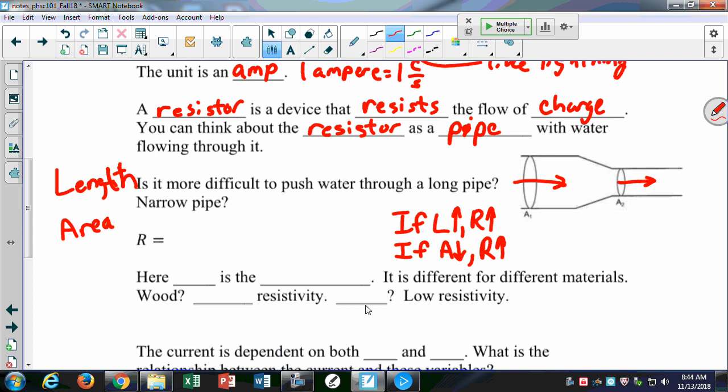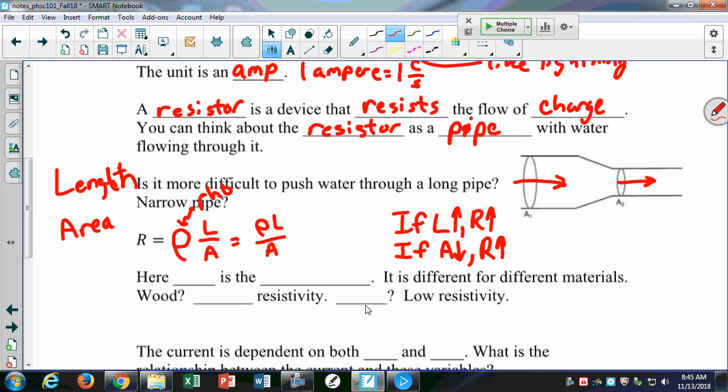So our formula is going to look like this. First we'll have a constant. I'm going to go and write it. It's rho. I'll describe to you what that is. That's the Greek letter rho. And then I have L divided by A. Or if you want to write this, rho L divided by A. Either one of those are equivalent.